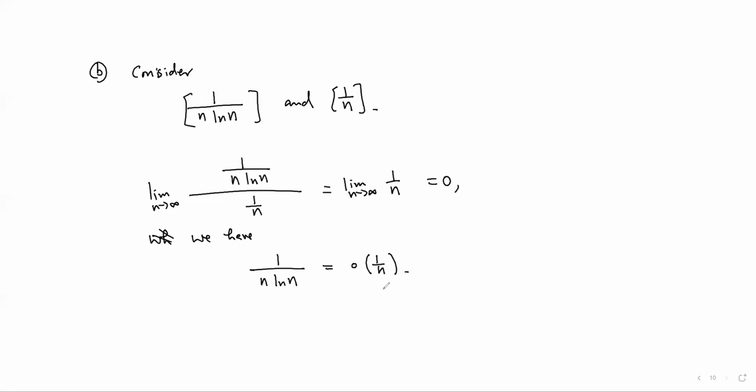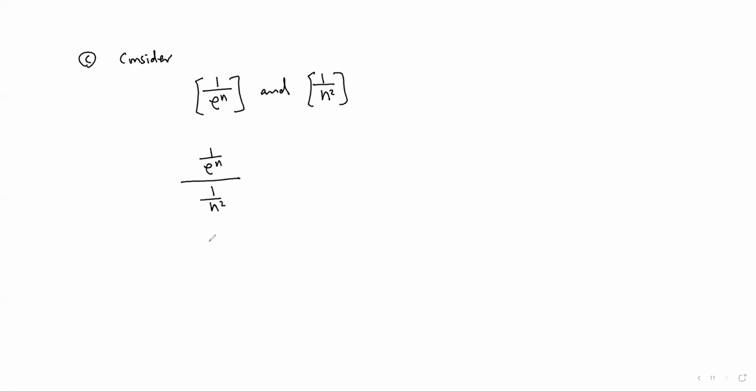Example C. Consider 1 over e to the n as a sequence and 1 over n squared as a sequence. Both these two sequences converge to 0. Which one is faster? Now let me compare the general term, 1 over e to the n over 1 over n squared. Then this is n squared over e to the n.